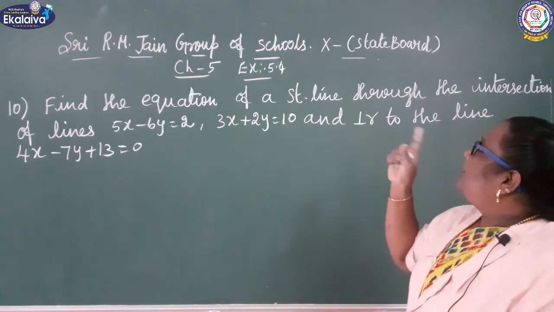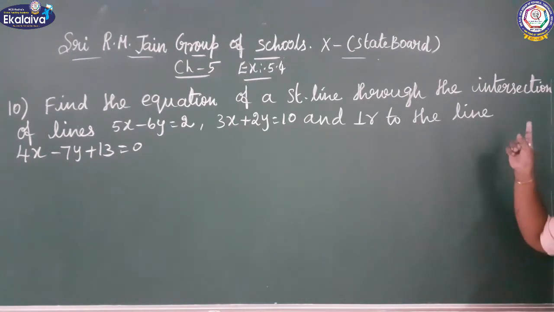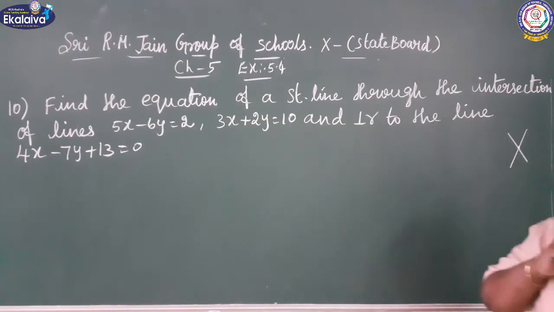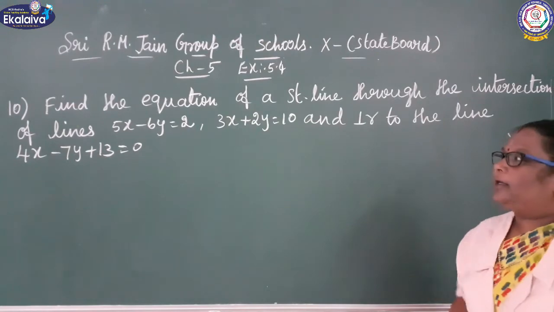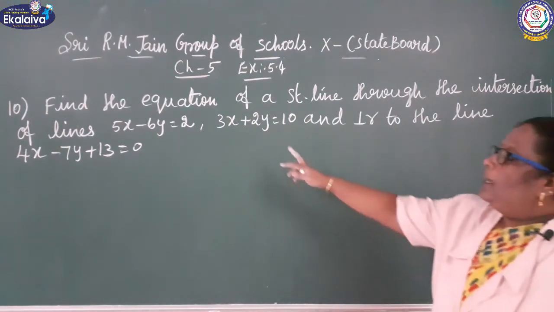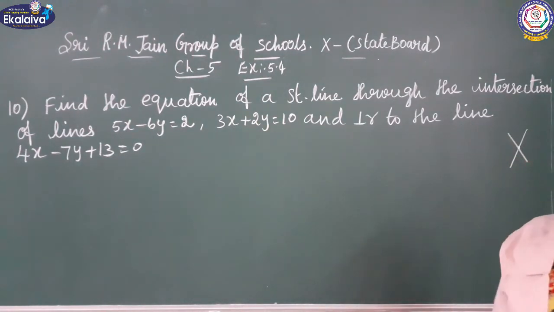This is 10th standard, State Board, Chapter 5, Exercise 5.4, 10th sum. Find the equation of the straight line passing through the intersection of the lines. We already saw in the 9th sum itself, intersection means the two lines intersect at a point. So 5x minus 6y equal to 2 and 3x plus 2y equal to 10 and perpendicular to the line.